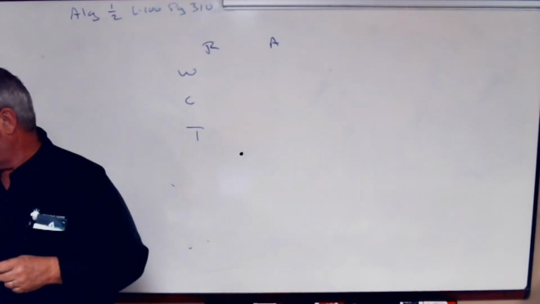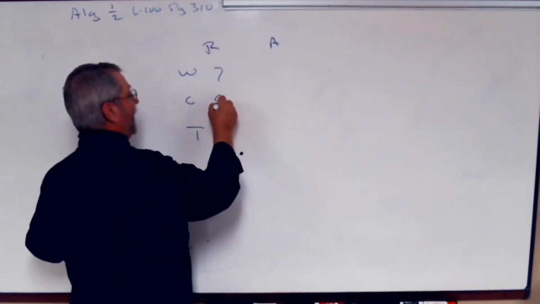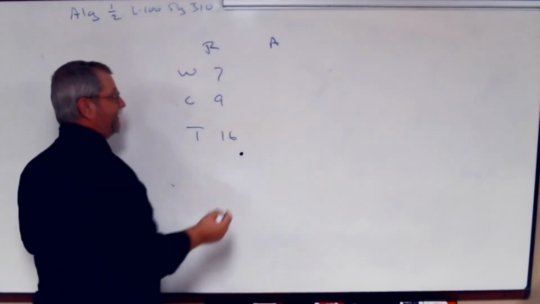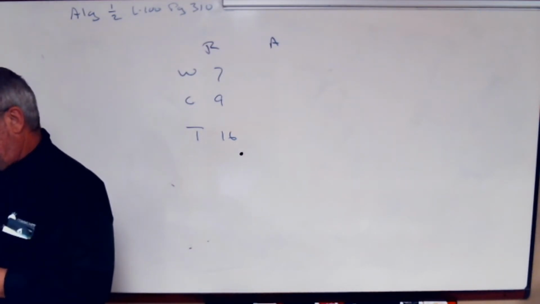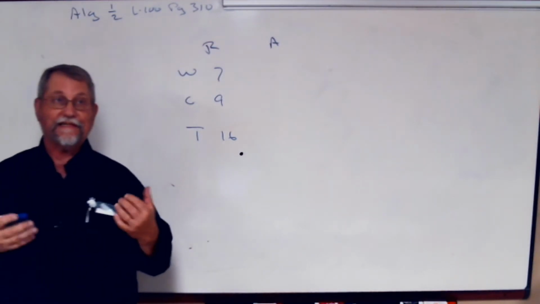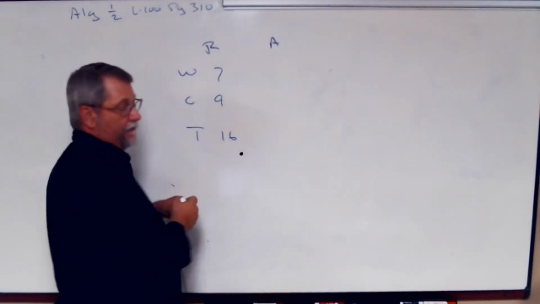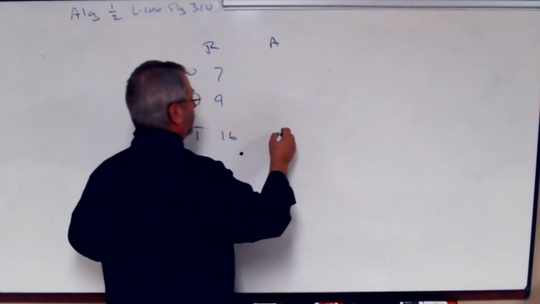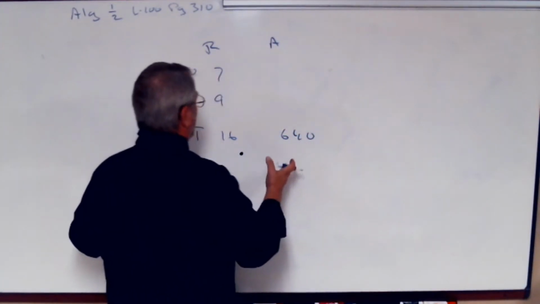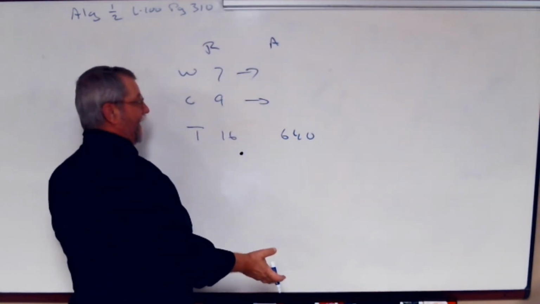Wheat and corn in the ratio of 7 to 9. Total here, 16. If you had 640 acres, total acreage is right here. So that number is 640. Find the corn. Find the wheat. All right?